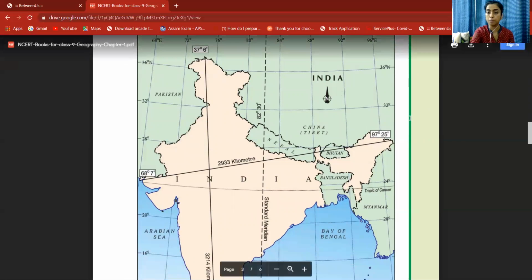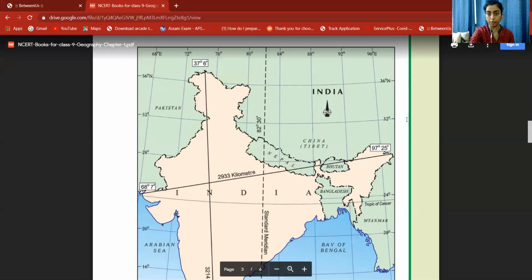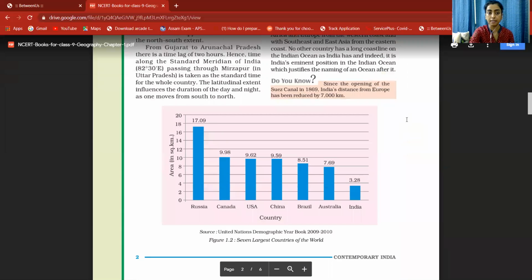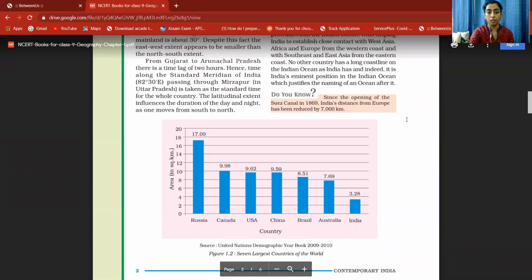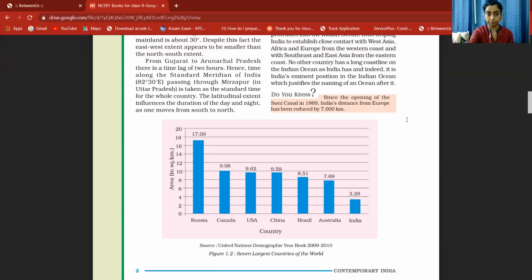And where is Mirzapur? Mirzapur is in UP. So 82 degree 30 minute east is the standard meridian of India, which is used for calculating time for the entire country.